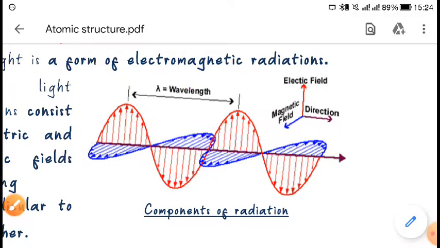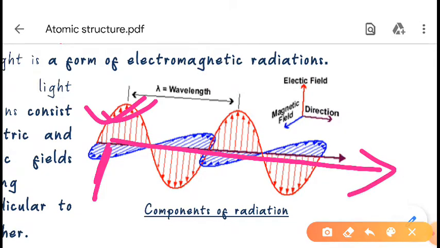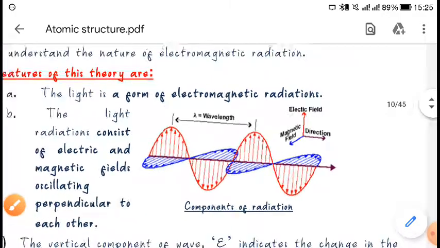So electromagnetic radiation is produced when an electrically charged particle moves under acceleration. Alternating electric and magnetic fields are produced, as you can see here, and these fields are transmitted in the form of a wave, which is called an electromagnetic wave. The electrical component, the magnetic component, and the direction of propagation are perpendicular to each other. So this was all about the electromagnetic wave.